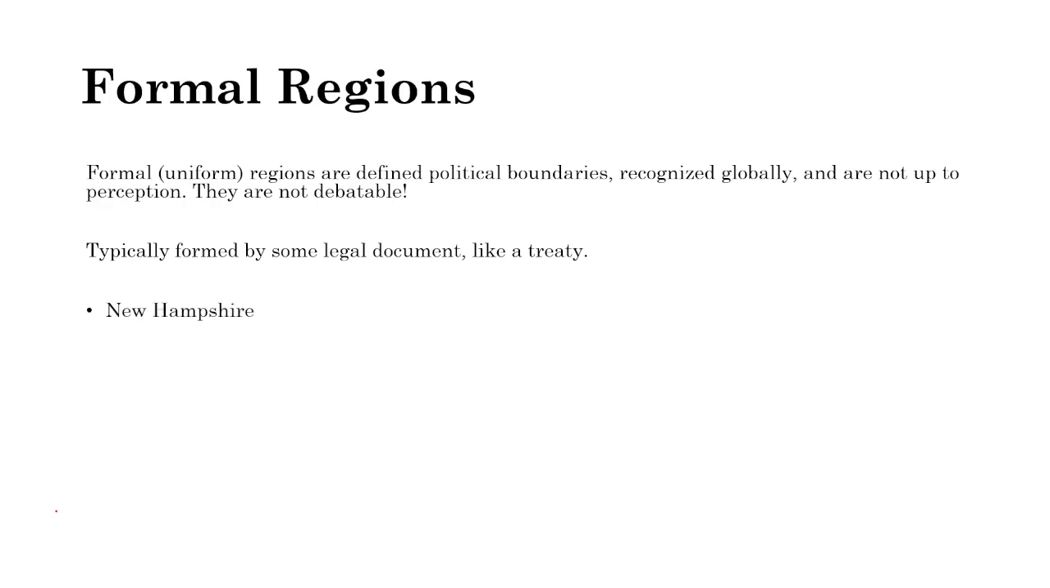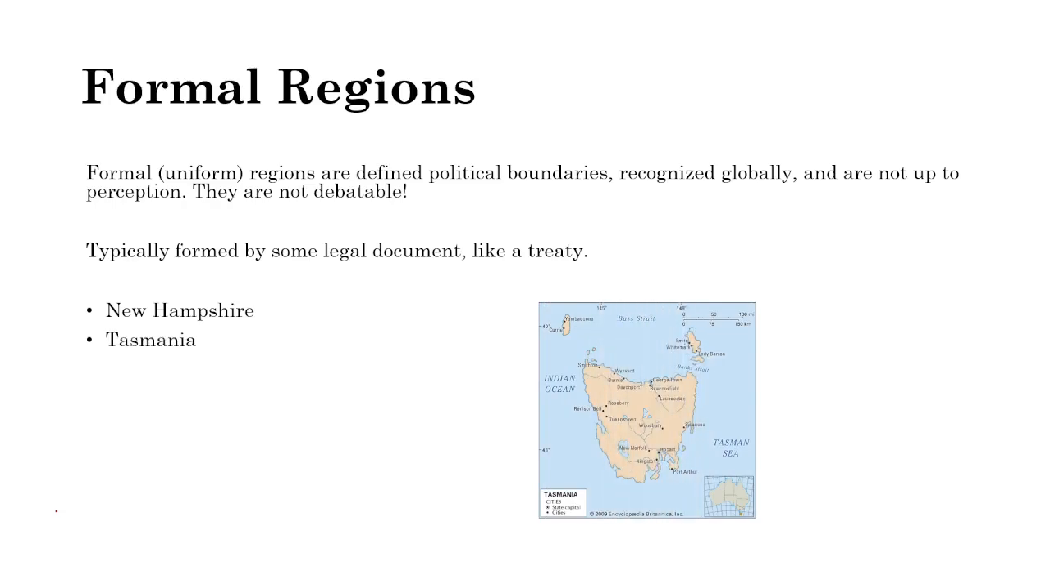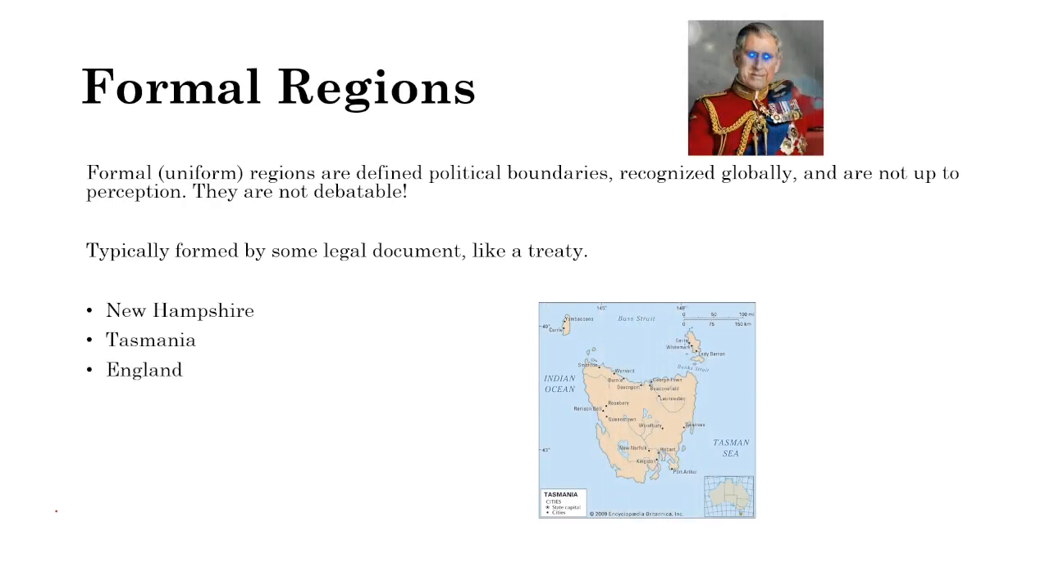So some examples are states like New Hampshire or Tasmania. Tasmania is a state in Australia. England is a formal region of the United Kingdom. We have property lines, official property lines, so where your house is. If you're in a planned community, or if you have certain land out in the country, or just anywhere for that matter, there are lines saying where your property starts and finishes. That's not up to debate. Those are legal documents here. Electoral districts are formal regions as well.